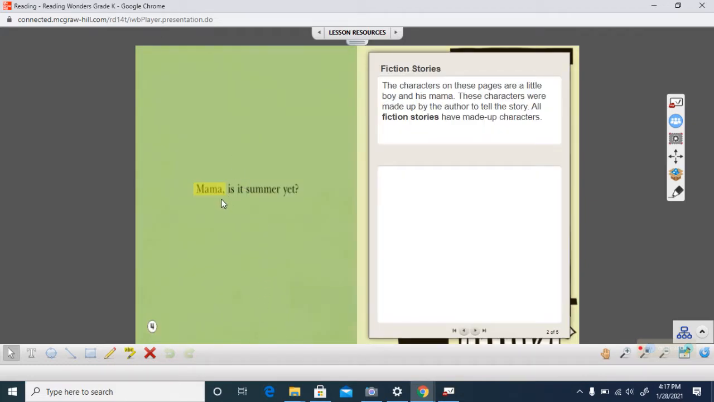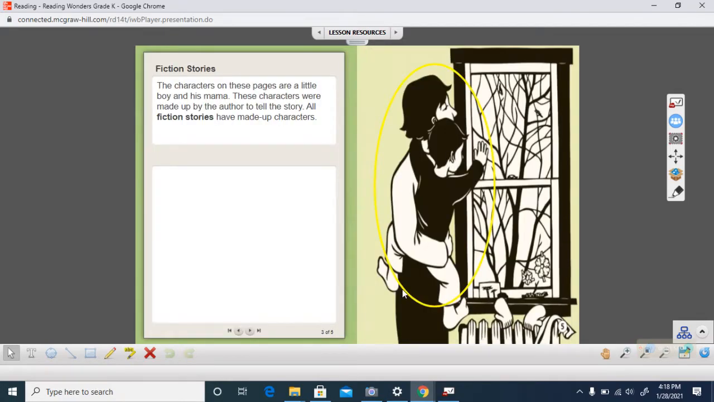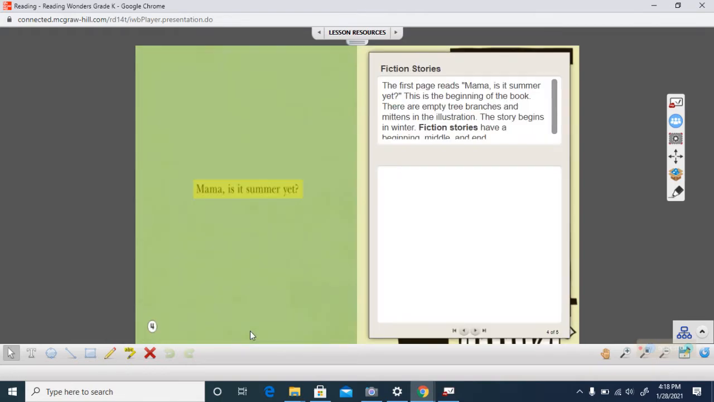The story here talks about Mama. The characters on these pages are a little boy and his mama. These characters were made up by the author to tell the story. They're not real people. All fiction stories have made up characters. You can see the little boy and his mama circled. And it's kind of drawn. It doesn't look like a real woman and a real little boy, does it? So we know that they're made up.